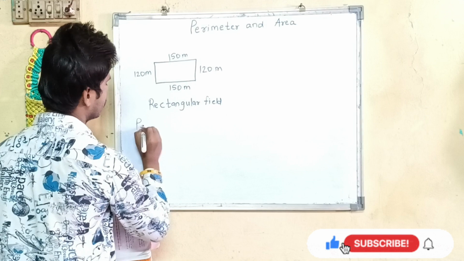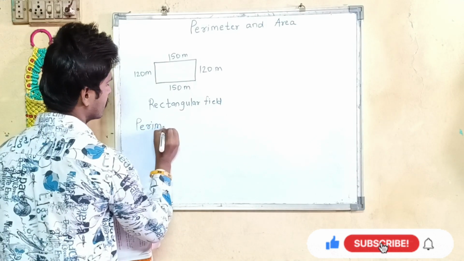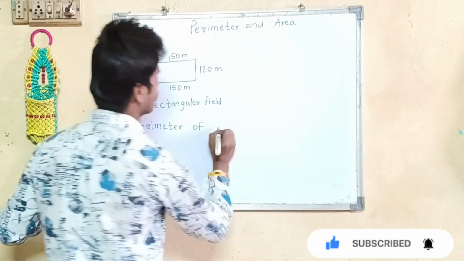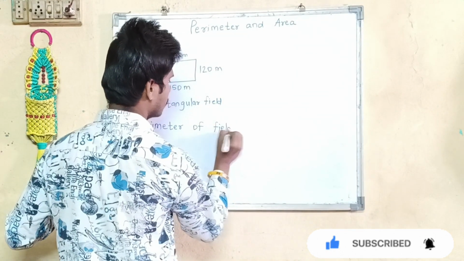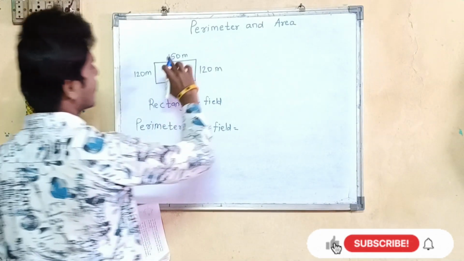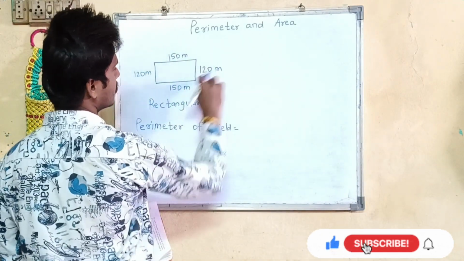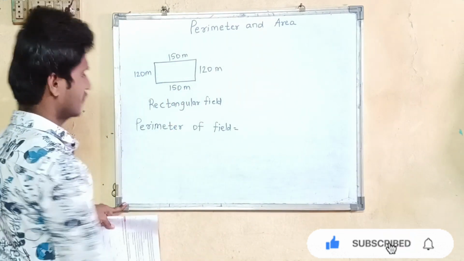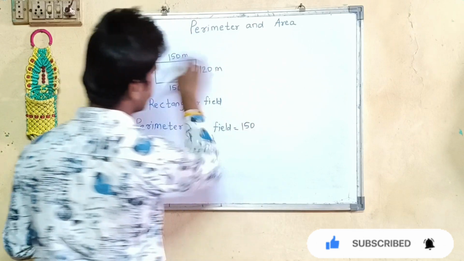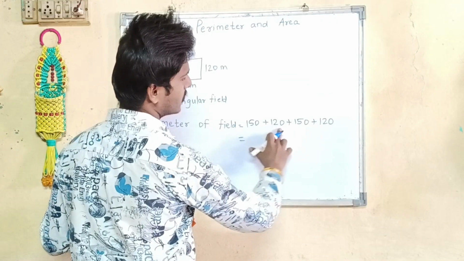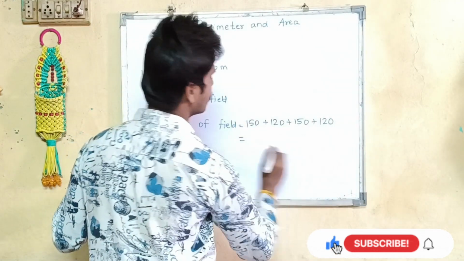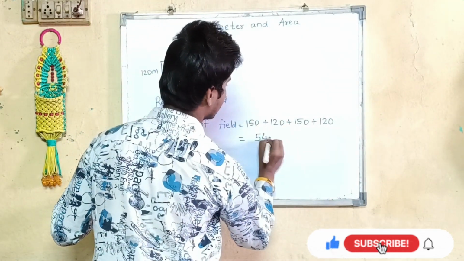So, perimeter of field equals. Again they are asking the perimeter, so again we are supposed to add the given sides. Suppose I am starting from 150. We will go clockwise. 150 plus 120 plus 150 and then again 120. After adding all the sides, you will get the total as 540.